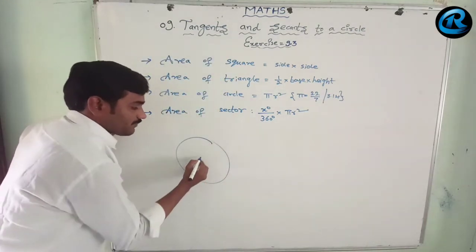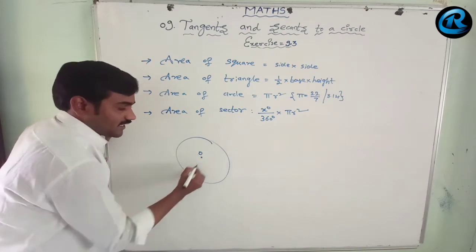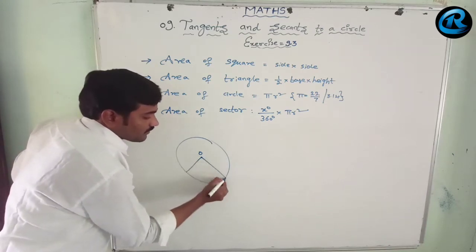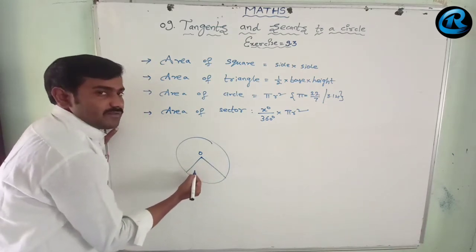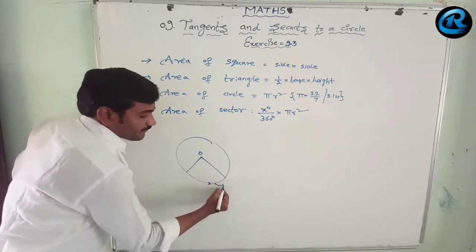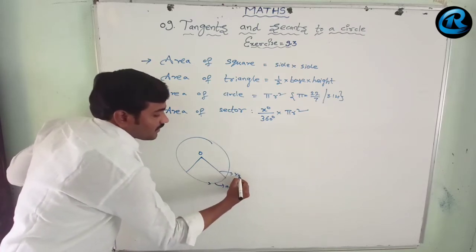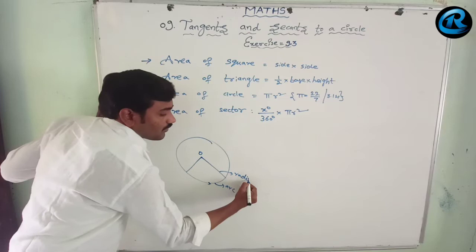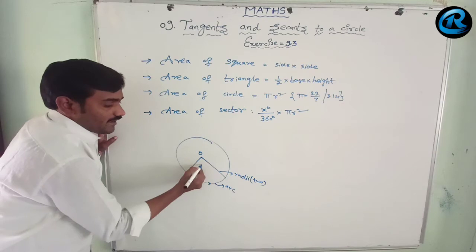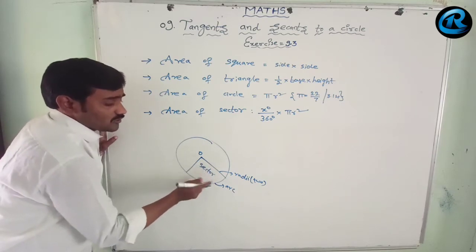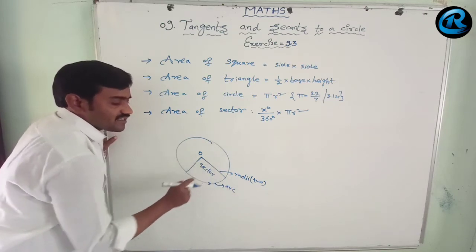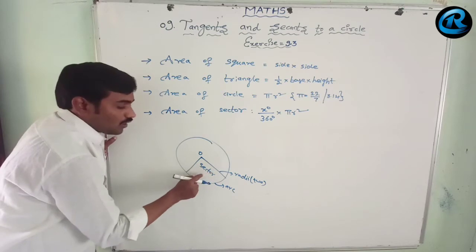Suppose it is a circle. This is the center point of the circle, O. Now let me draw a radius r and one more radius. These two radii are equal in length. This portion is called an arc. How many radii? Two radii. The area which is enclosed by two radii and an arc is called a sector. How to find the area of a sector?